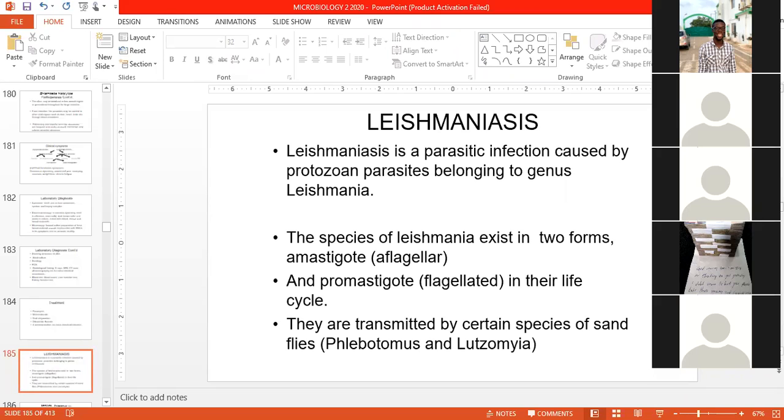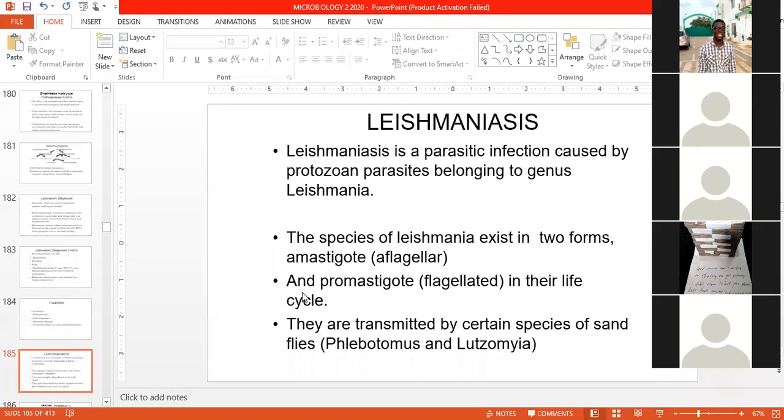So in this case, which of the forms will be the infective phase? Please unmute yourself and talk. The flagellated one. Okay, because of the movement of the flagella. Yes. Someone has sent a chat. Bismarck, you are right.